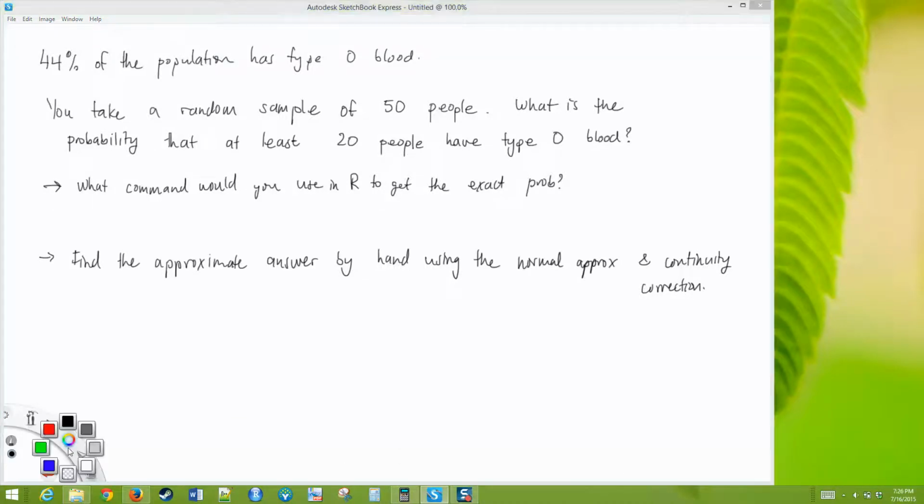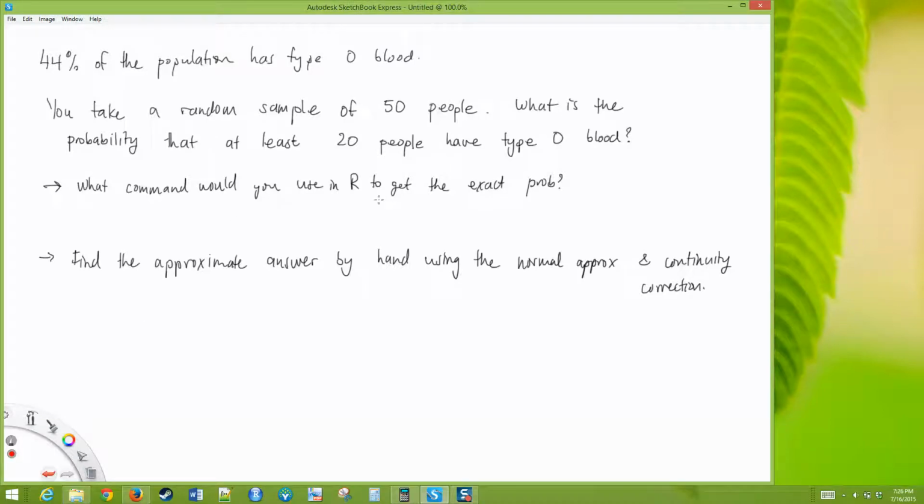Let's go over this. Okay, so what command would you use in R to get the exact probability? So this is binomial, right? We have n equal to 50, p equal to 0.44, and for j, we're saying j is equal to 20, 21, 22, all the way up to 50. That's essentially what we're asking for. Now, because it says at least 20.